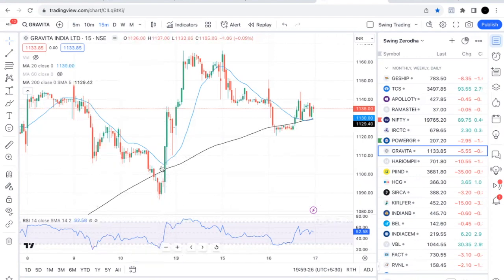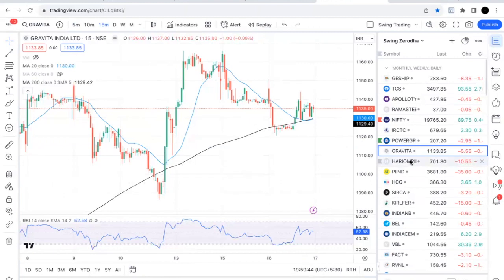Look at them. These two things are converging together. The 200 and the 20 close to each other, and the 20 on an upward trajectory. At the same time, the RSI is low. Okay, that's the second one.